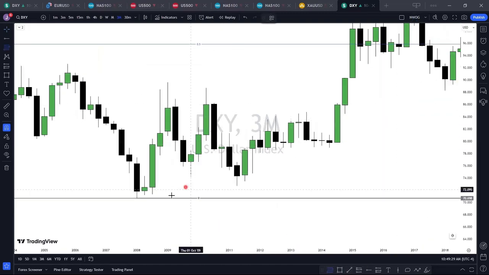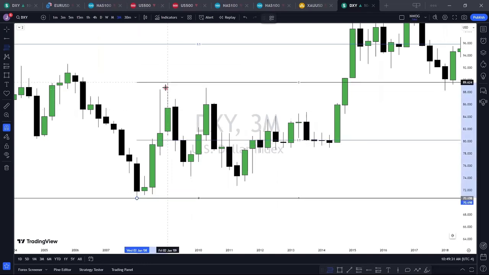So this is our fib from the low to the high. Let me make it thick so that we can see better. We can see that here forms the equilibrium. So you want to be buying below. You want to buy here. This is a 3-month candle. It means that one candle represents 3 months.